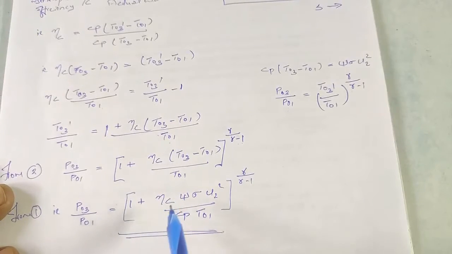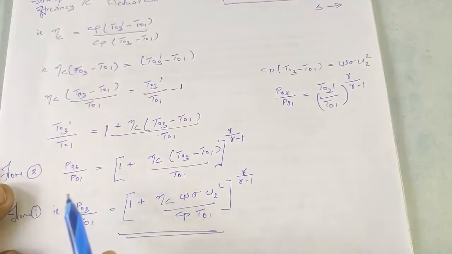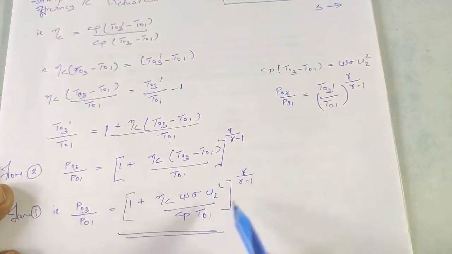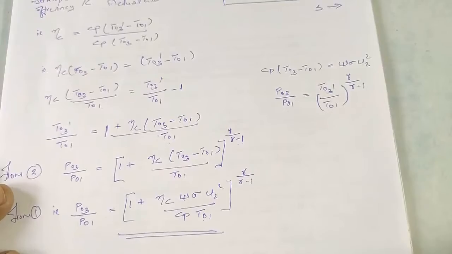With a little consideration, you can see that eta C, psi, sigma, Cp, T01 all are constant. So this is an expression for the pressure ratio of the compressor in terms of U2 square. That's very important.